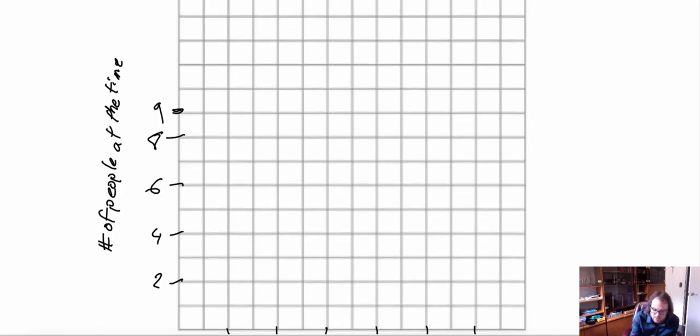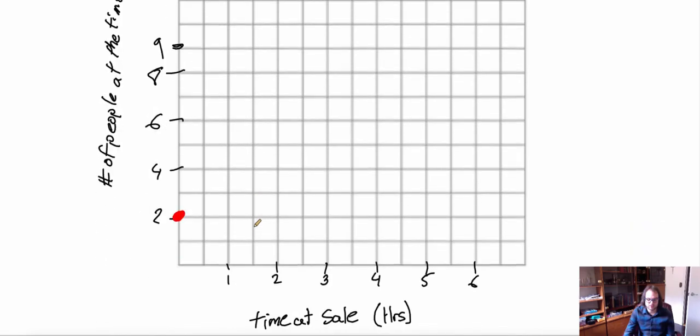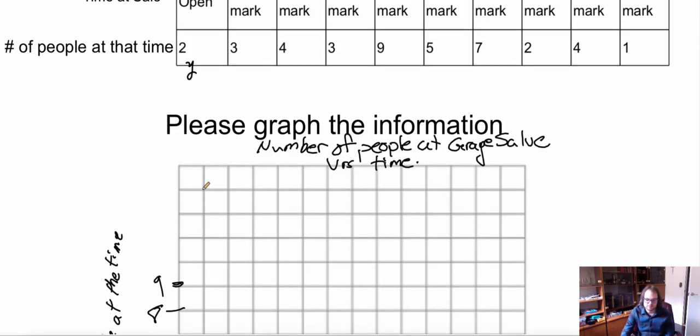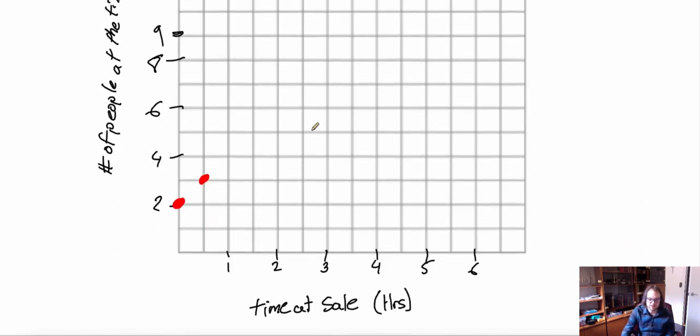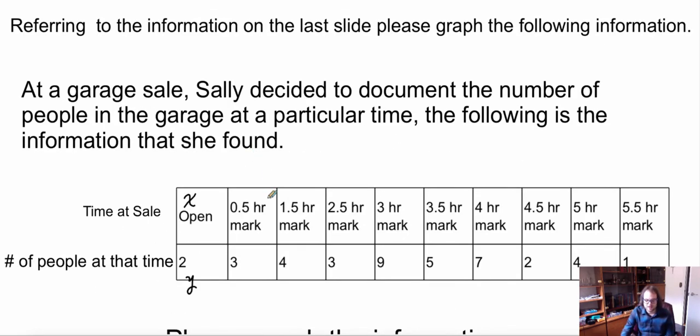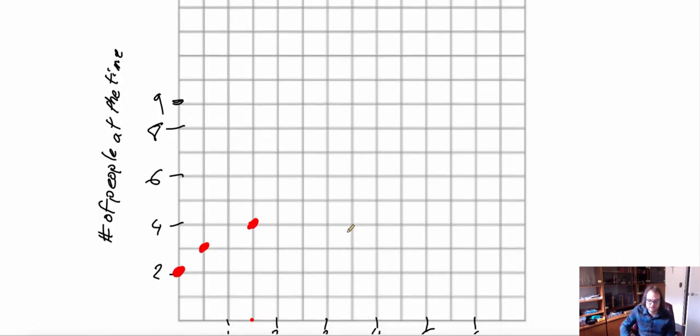I'm going to change my color for these. I'm going to put that for opening. Next is at the half an hour mark, there was 3 people. So at half an hour, I'm going to have to go up and find 3. Okay? After this, at the 1.5 hour, there was 4 people. So at 1.5 hours, which is right here, I'm going to go all the way up and find 4. Then we have at 2.5 hours, there is 3 people. So at 2.5 hours, we have 3 again.